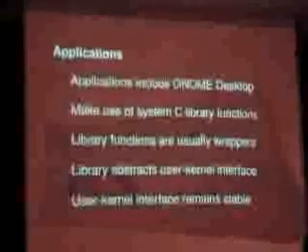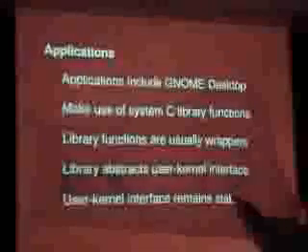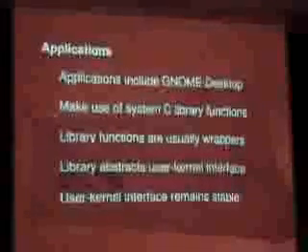Okay. So examples of these applications include the GNOME desktop and everything that goes alongside it. They make use of the C library, and the library functions that they call are usually wrappers. I'll give you an example in a minute of a very simple library function that we can write, to show you what I mean and how they abstract this interface between the user and the kernel. Okay? And again, as I said before, the interface has to remain stable.